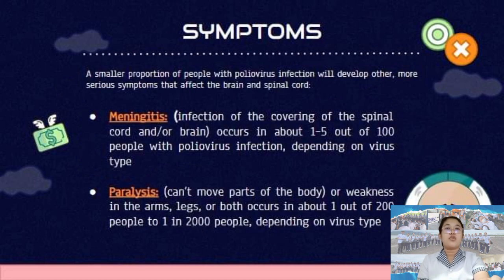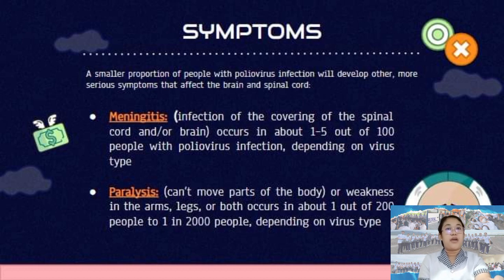There are also signs and symptoms for a person who might have poliomyelitis. A smaller portion of people with poliovirus infection will develop other, more serious symptoms that affect the brain and the spinal cord. The first is meningitis, an infection of the covering of the spinal cord or your brain. It occurs in about 1 to 5 out of 100 people with poliovirus infection, depending on the virus type.